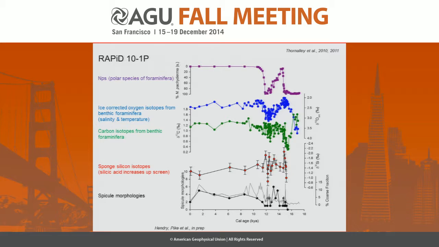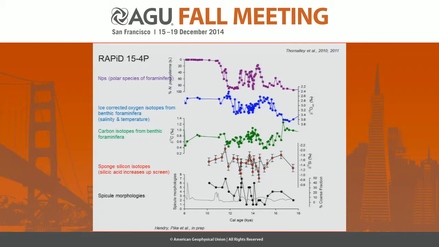And here in the red symbols are the sponge silicon isotopes, and these are plotted so that silicic acid increases up the screen again. And down here, this is just the spicule morphology data. This is essentially just to show there's no bias from the different morphologies. So this is the shallower core, and again, sorry for rushing through this quickly, but here's the deeper core. Again, this is the same things plotted, but this is a slightly expanded section from 8 to 18,000 years this time.